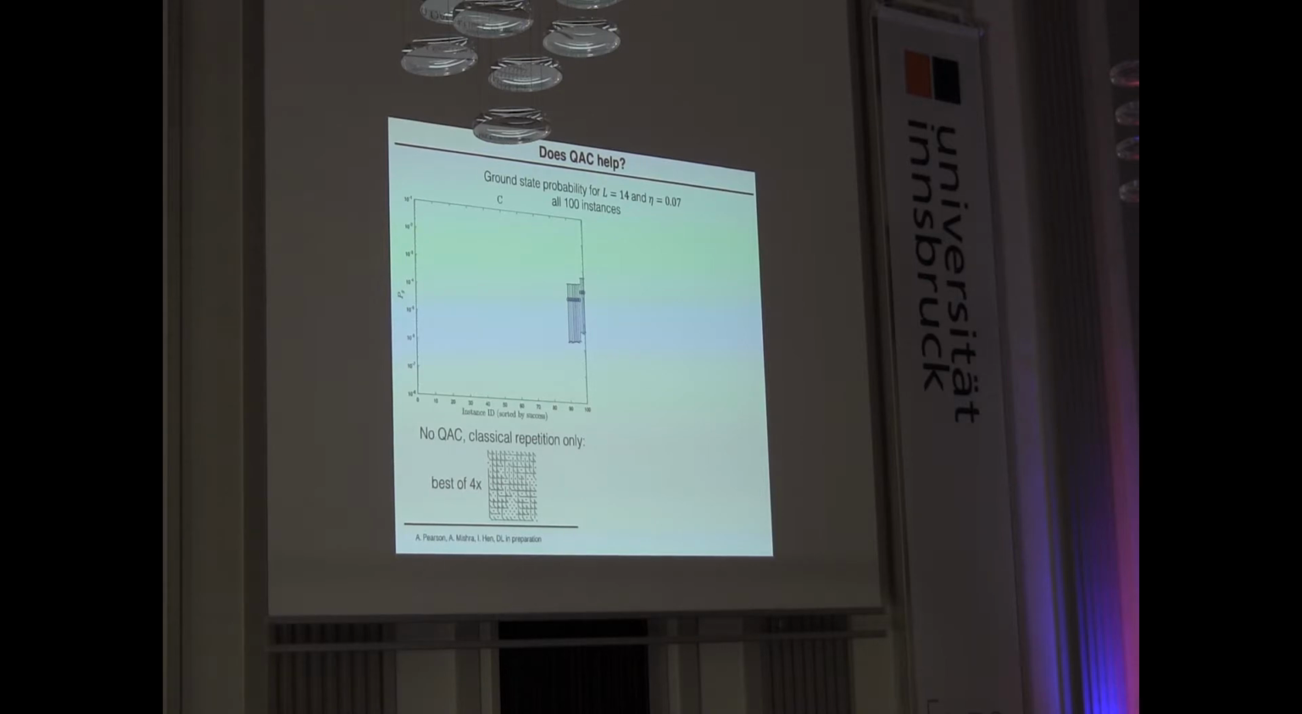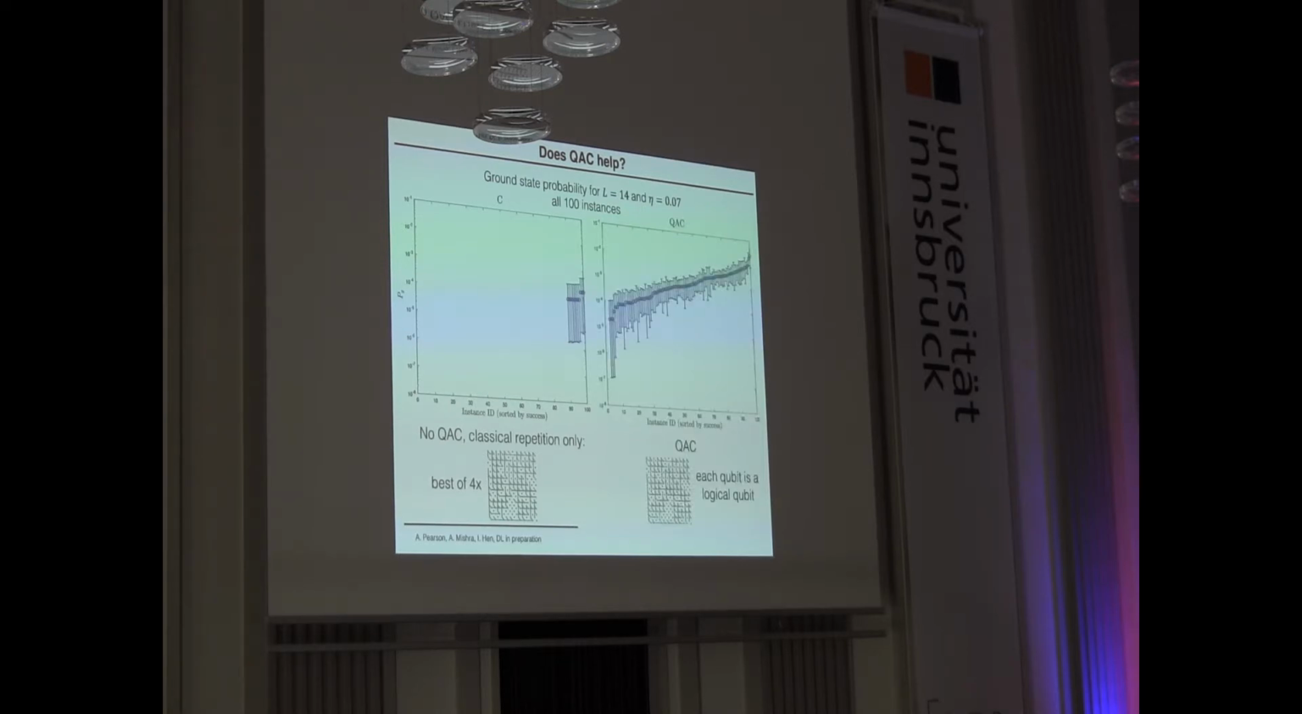And this is all the 100 instances that we did for this choice of parameters. So what you find is that the success probability is kind of low to begin with. The machine never succeeds in finding the ground state for more than 90 of the instances. It only actually finds the ground state about 10 out of 100. That's without doing the QAC scheme.